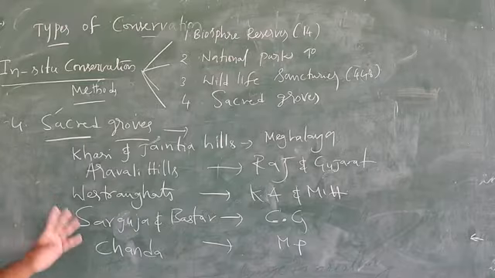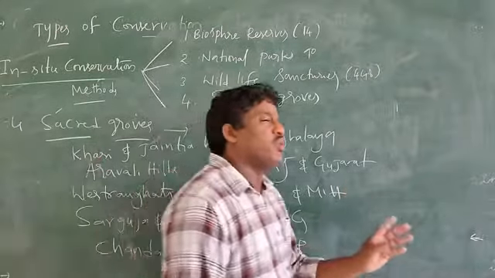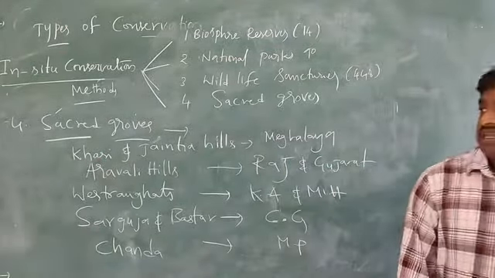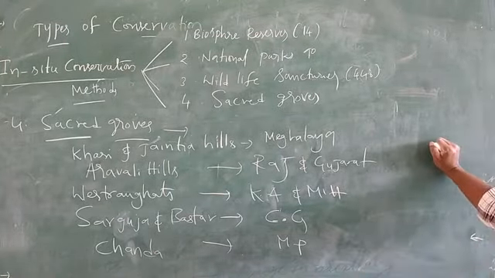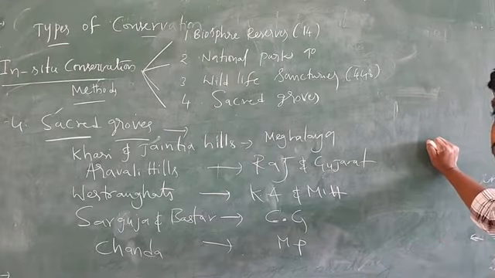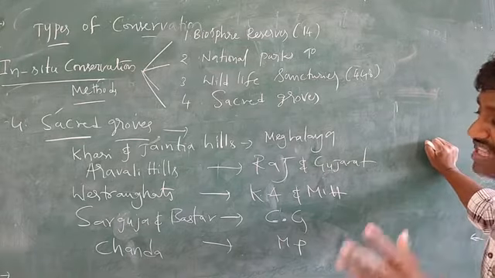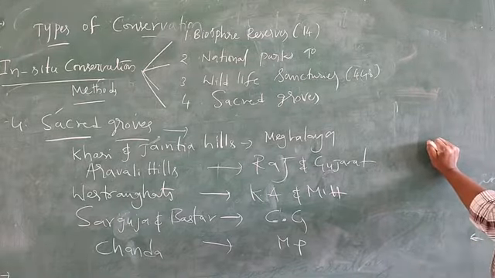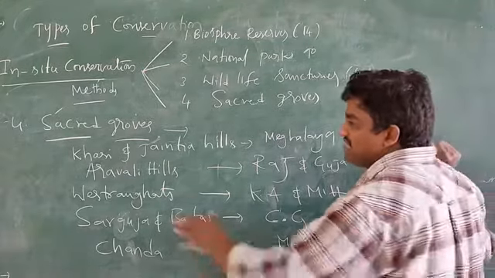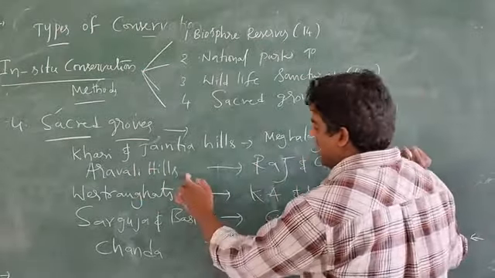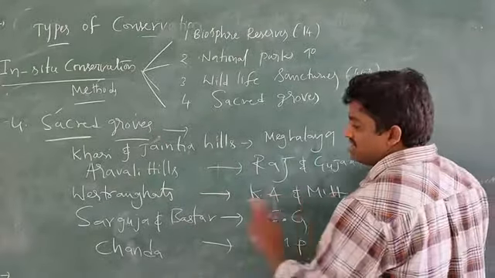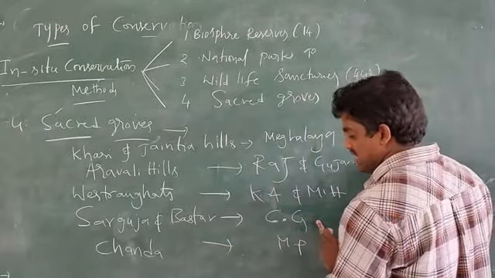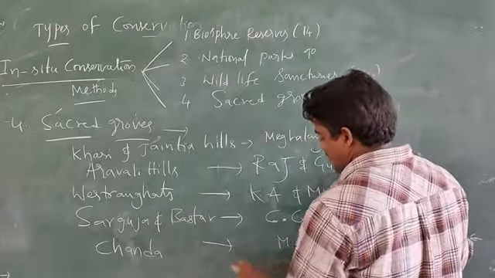Once again, sacred groves means a group of trees with special religious importance for a particular culture. The sacred groves are venerated, that means protected, and venerate means they give respect and also protect. So the sacred groves are in different regions of India: the Khasi and Jaintia Hills, mainly Meghalaya, the Aravalli Hills in Rajasthan and Gujarat, the Western Ghats in Karnataka and Maharashtra, Sarguja and Bastar in the Chhattisgarh region, and Madhya Pradesh, in particular the Chanda region.